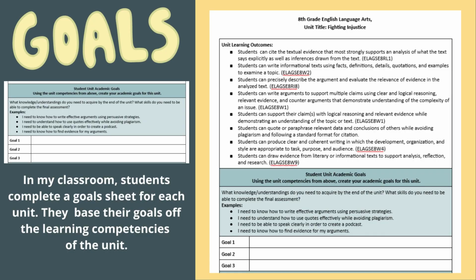In my middle school classroom, students complete a goal sheet for each unit. Each unit's goal plan has the learning outcomes that students are expected to master by the end of the unit. Students take these learning outcomes to write 3 goals for the unit. These goals answer these 2 questions. What knowledge and understandings do you need to acquire by the end of the unit? What skills do you need to be able to complete the final assessment? I provide examples for them to use.